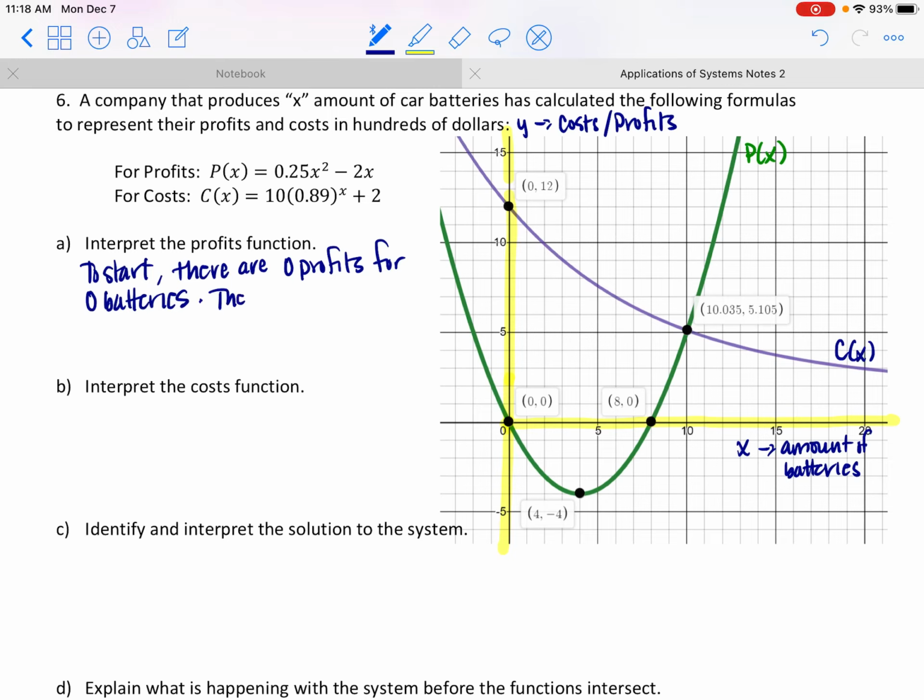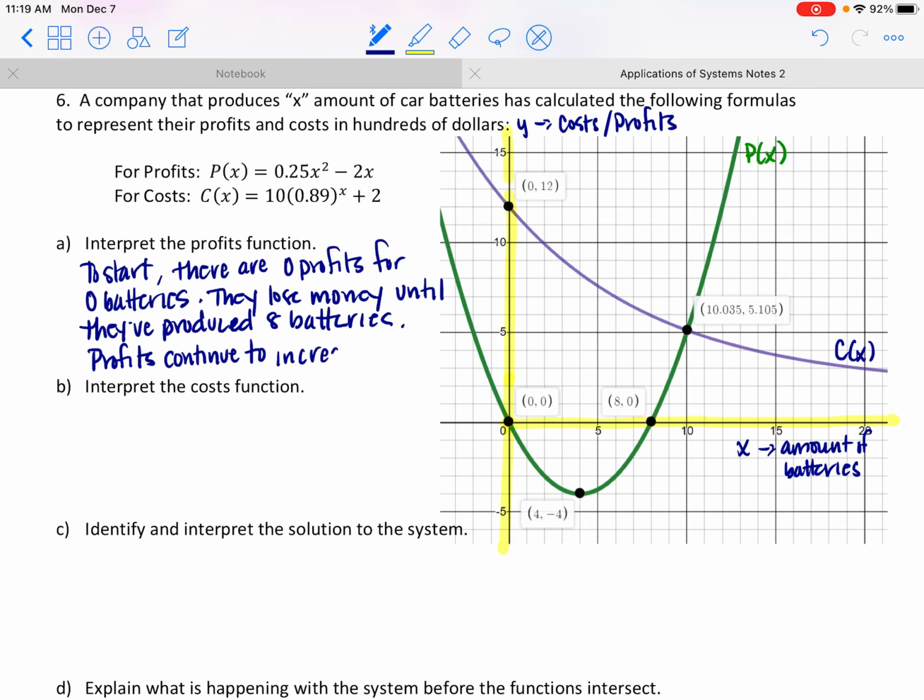So they lose money, and they're actually in the negative until they hit 8 batteries. Once they have produced 8 batteries, they are no longer in the negative in terms of profits. They lose money, negative profits, until they've produced 8 batteries. And after that, profits just keep increasing. Profits continue to increase afterward. Okay, so there's our profits.